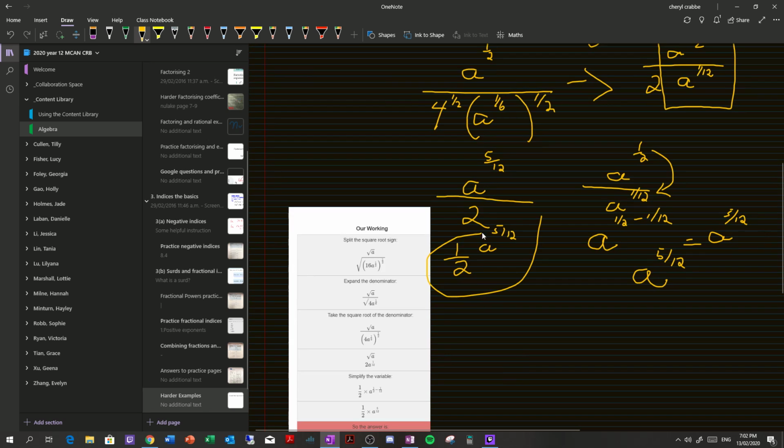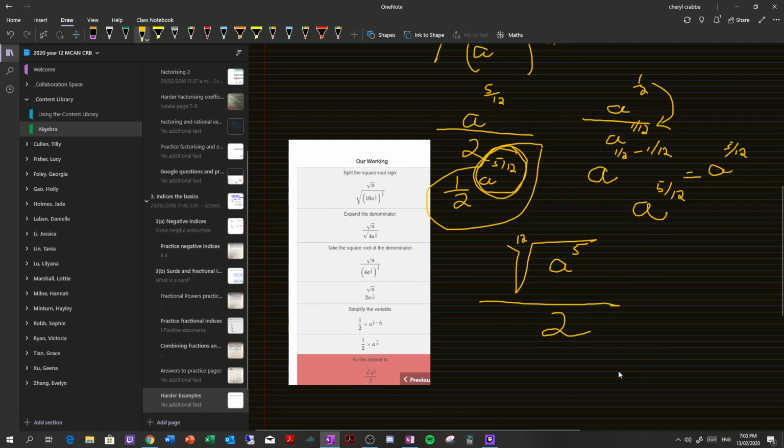And so we basically have this, but we can't have a fractional exponent. That's not what the rule says. So we have to be able to write this thing as a surd. So the 12 is the 12th root. That's our surd, 12th root. And then a to the 5th, that's what the 5 becomes. And don't forget about the 2, so you can either stick the half out in front, or you can put the whole thing over 2. And there it is. Boom.